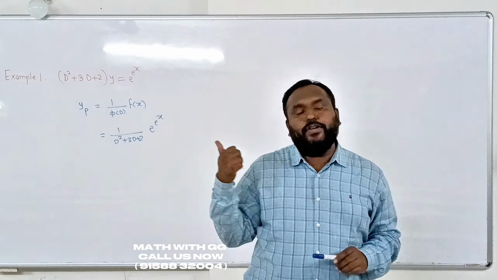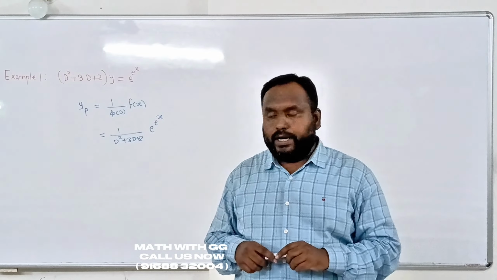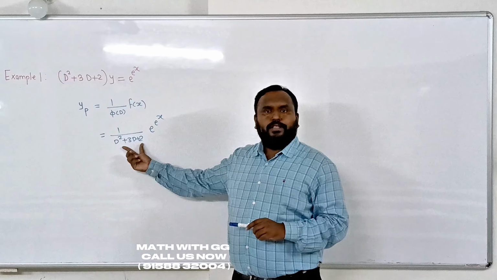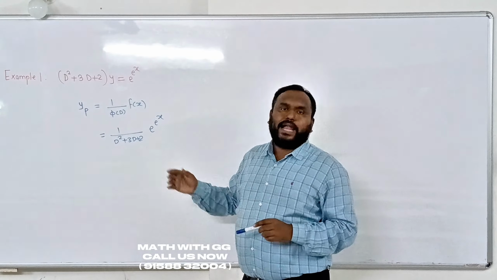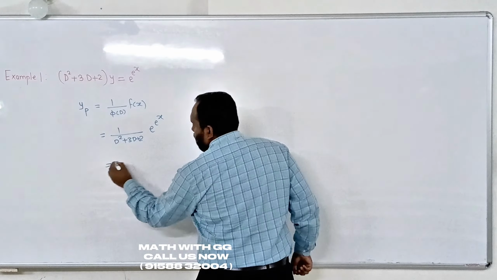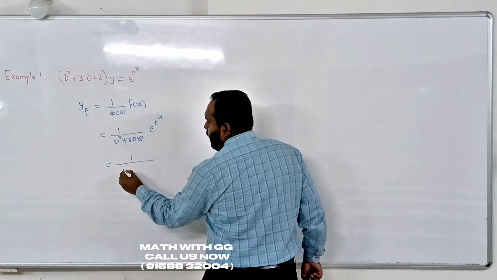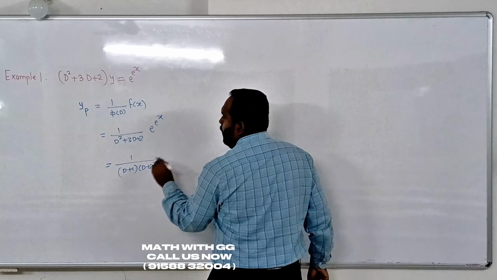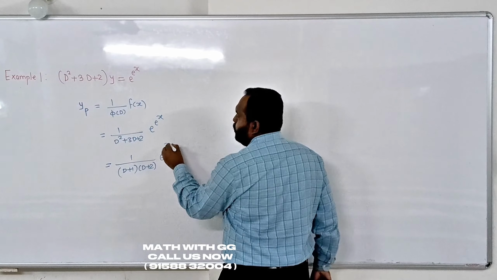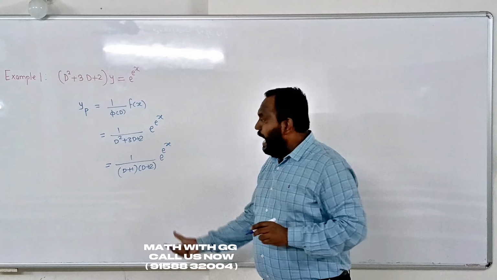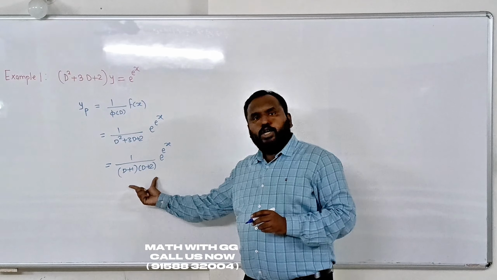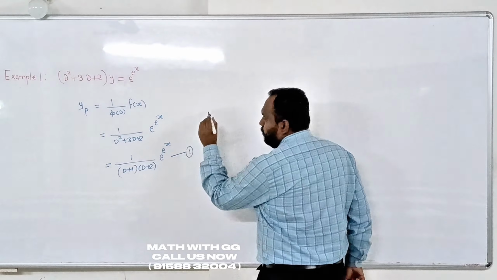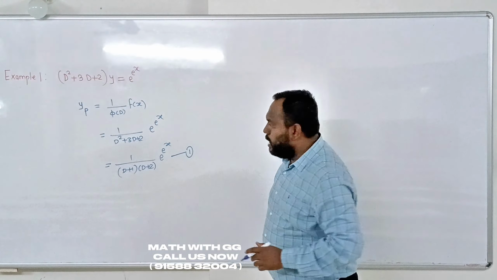So, in the next step, we will factorize the denominator. If you observe 1 upon D squared plus 3D plus 2, the factors are D plus 1 and D plus 2. So, this 1 upon D squared plus 3D plus 2 can be expressed as 1 upon D plus 1 into 1 upon D plus 2 e raised to x. Now, we have to use partial fraction to separate this into addition or subtraction terms. Let us call this equation number 1.